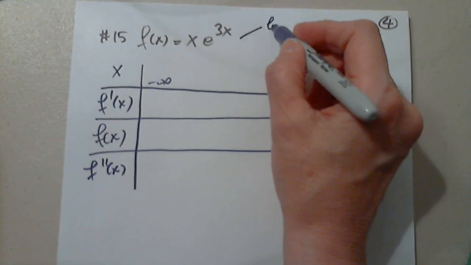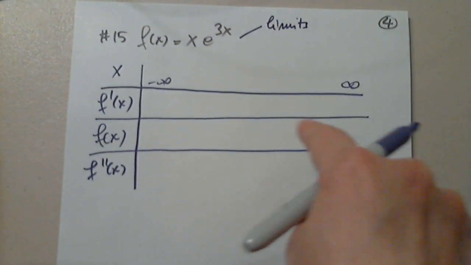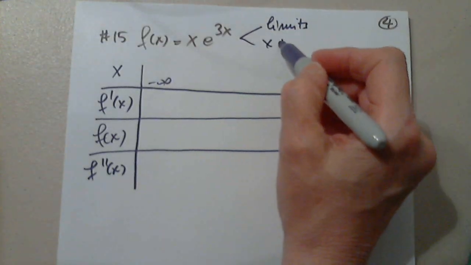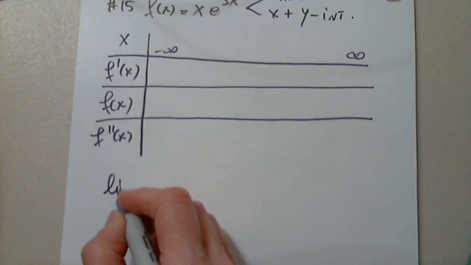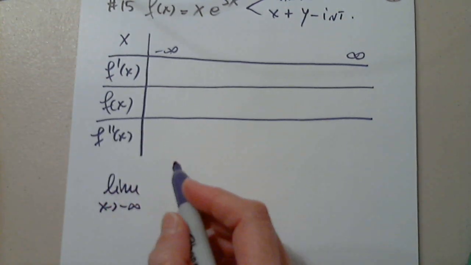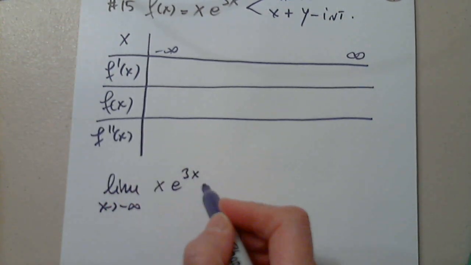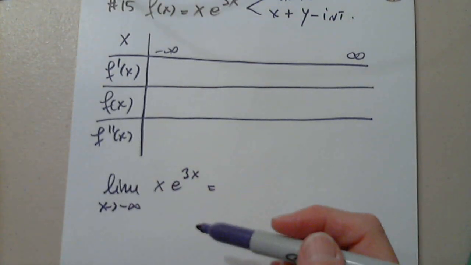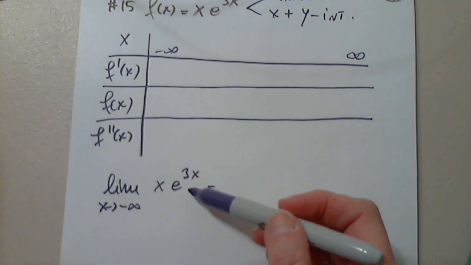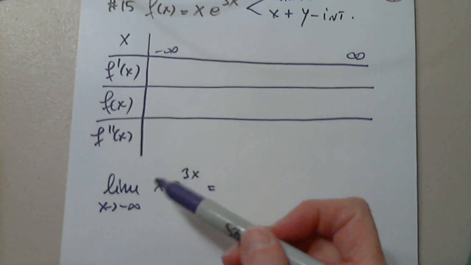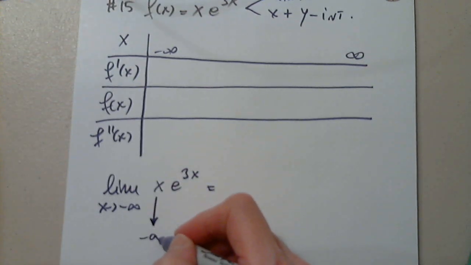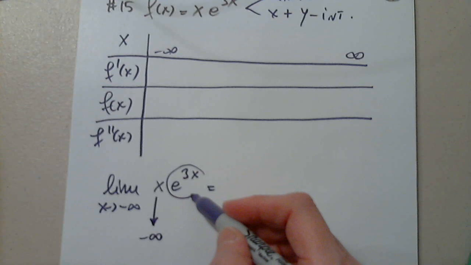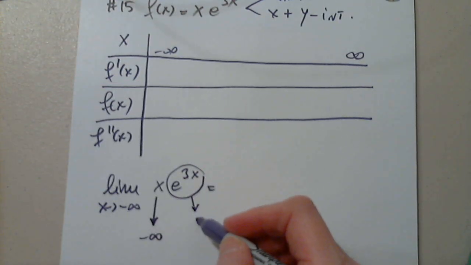So we have to find limits, these limits, and we have to find x and y intercepts. So the limit as x approaches negative infinity of x e to 3x. This is not a friendly situation per se for negative infinity. So this piece goes to negative infinity, but this piece, when x approaches negative infinity, goes to 0.